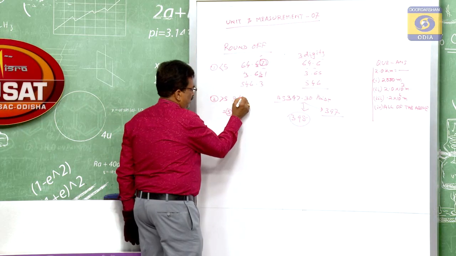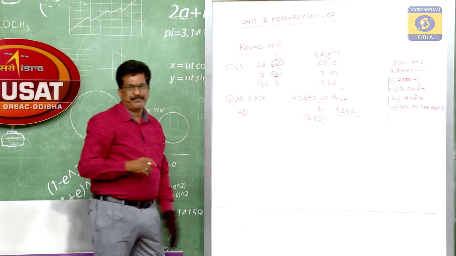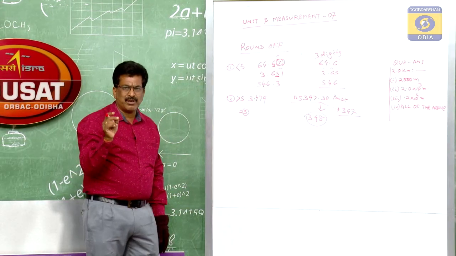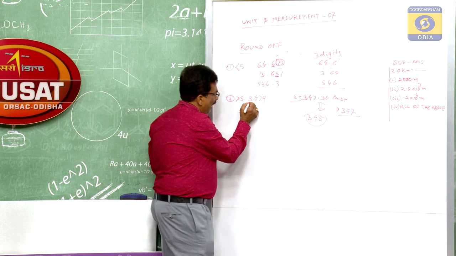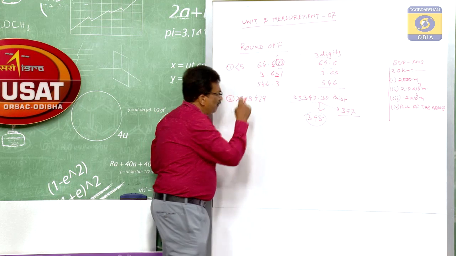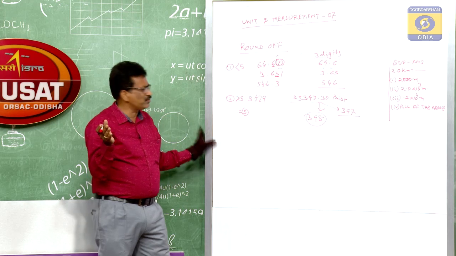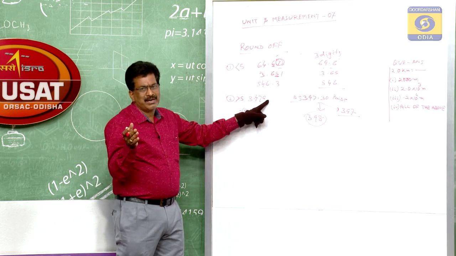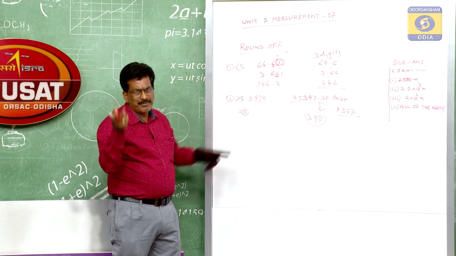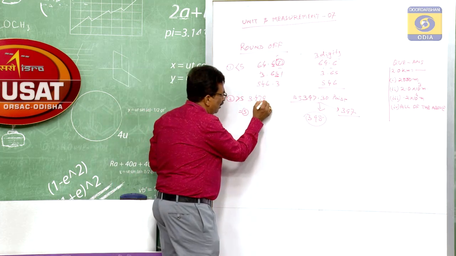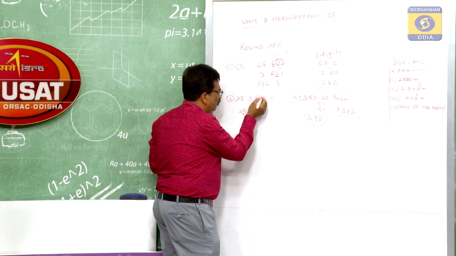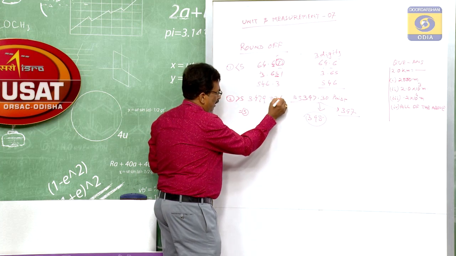Suppose 3.479. We have to round up to 3 digits. So if we round up to 3 digits, the digit is 7. The 7 is followed by which one? 9. 9 is greater than 5. If it is greater than 5, then we have to add, which means 3.48.